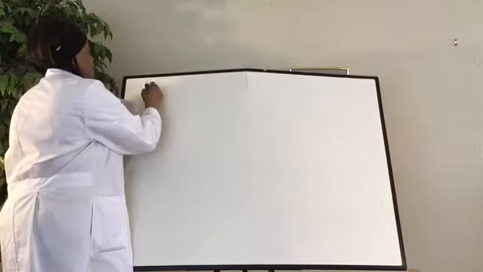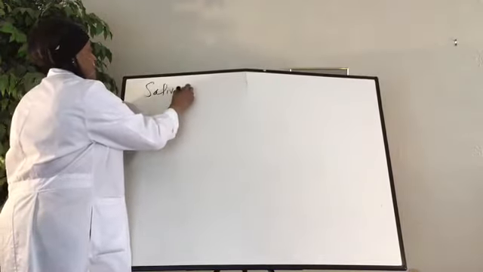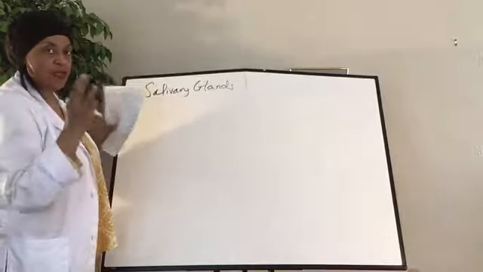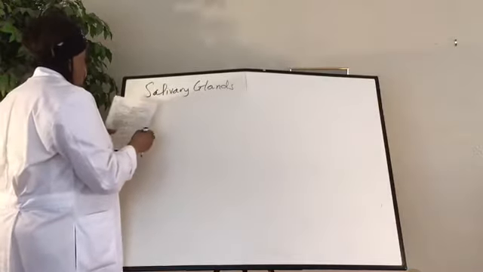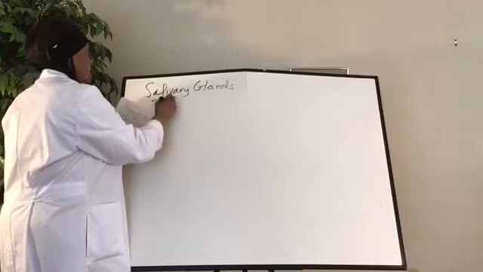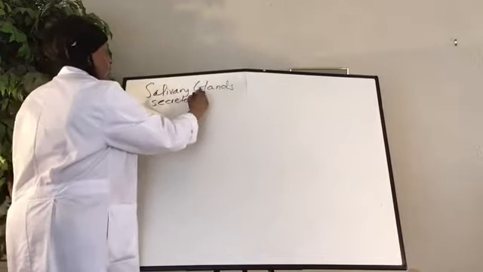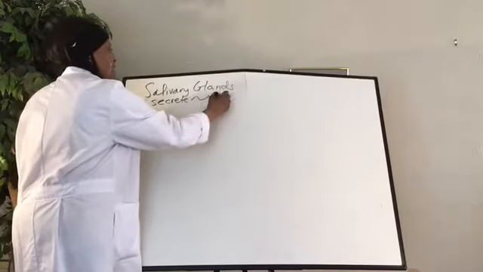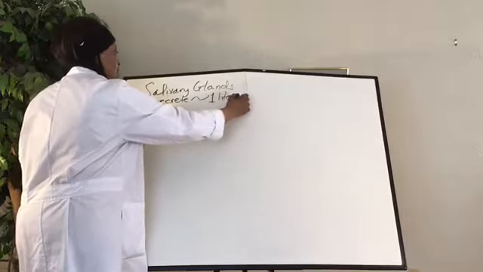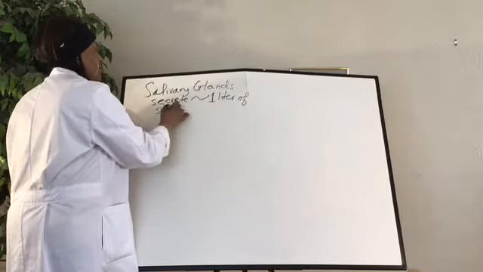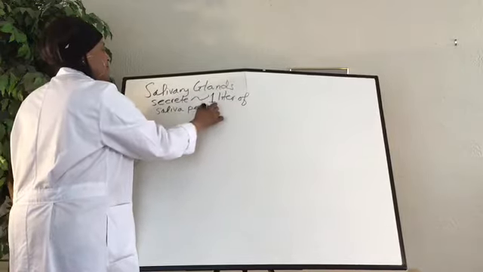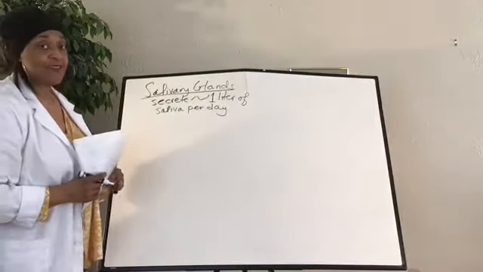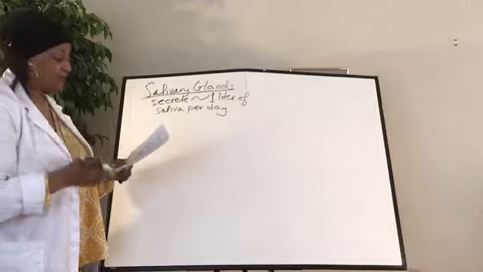Okay, salivary glands. It's going to be 3 of them, and they are just 3 pairs of salivary glands. They secrete approximately, that's a little line for approximately, or about 1 liter of saliva per day. So salivary glands secrete about 1 liter of saliva per day. It's a lot of spit, right?